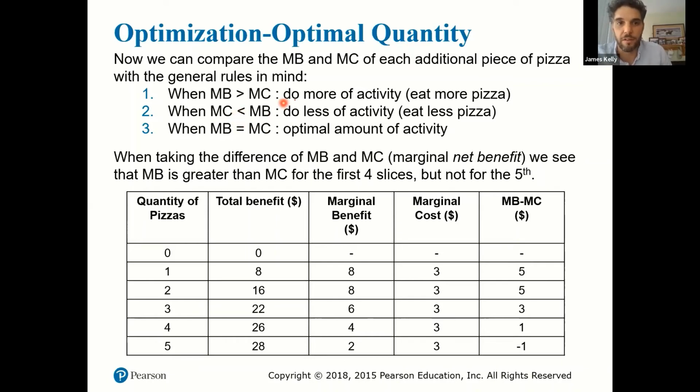I have to go back and change the slides. I actually flipped these. This should be marginal cost is greater than, not less than. It's the same thing as before, as above. The marginal cost is greater than marginal benefit. We do the activity up until the marginal cost is greater than the marginal benefit.